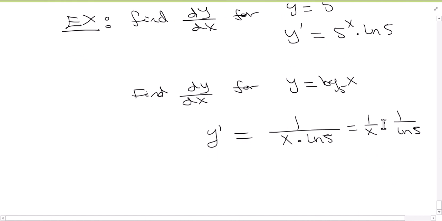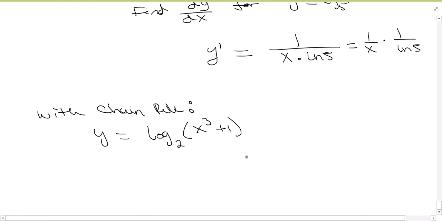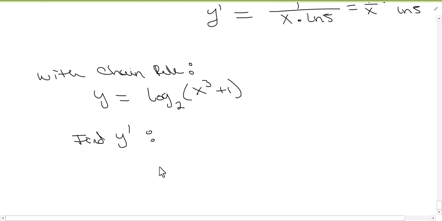So what if we have a chain rule? With chain rule, let's say y equals the log base 2 of x cubed plus 1. So what is the derivative of that? Go ahead and try it on your own, see what you come up with. Pause the video and then come back and do it together.